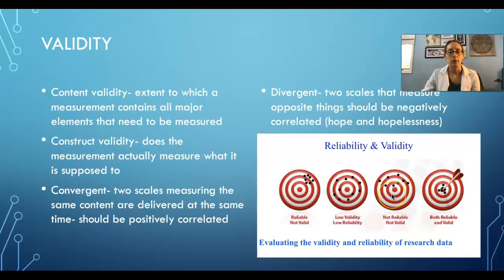This one's not reliable or valid, okay? It's not all over the place, and it's all kind of in one direction, and it's also not on the bullseye. Low validity and low reliability means it's everywhere. It's all over the place. It's not asking the right things, we're not getting the right responses, we're not getting it consistently, it's just random. And then if it's reliable, but not valid, it means we're getting the same answers over and over again, but we're not getting the answers we actually want.